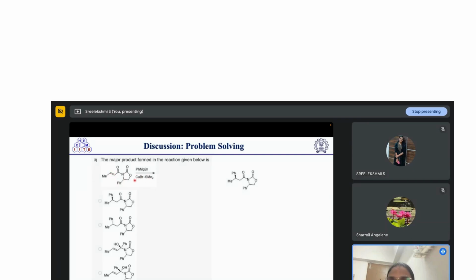So because of the presence of copper here, 1,4 addition, that is Gilman addition, will be preferred over 1,2 addition. So the phenyl group will attack this position and the stereochemistry will be controlled by this particular phenyl group. It will be opposite to this phenyl group. Since this is alpha, the incoming phenyl group will be occupying the beta position.